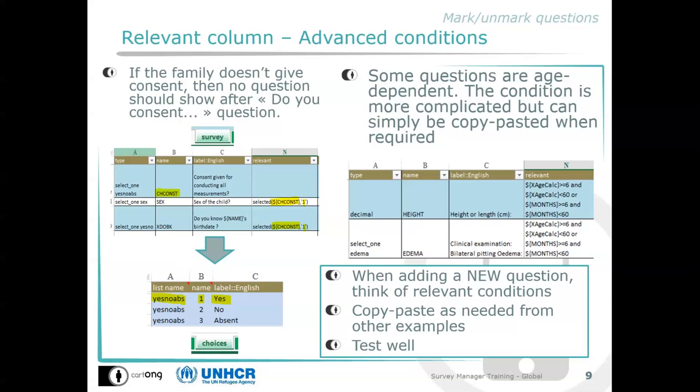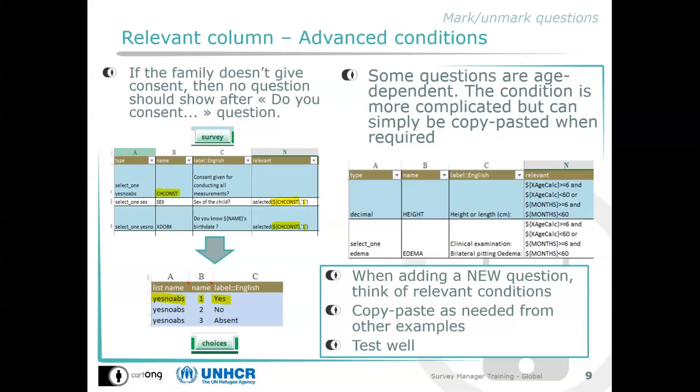So if the relevant is set on a select question, you have a bracket selected, you have the name of the variable with $. I mean, that's just something that you can always copy and paste. But then it's important that you include the value here, which is 1 in this case.